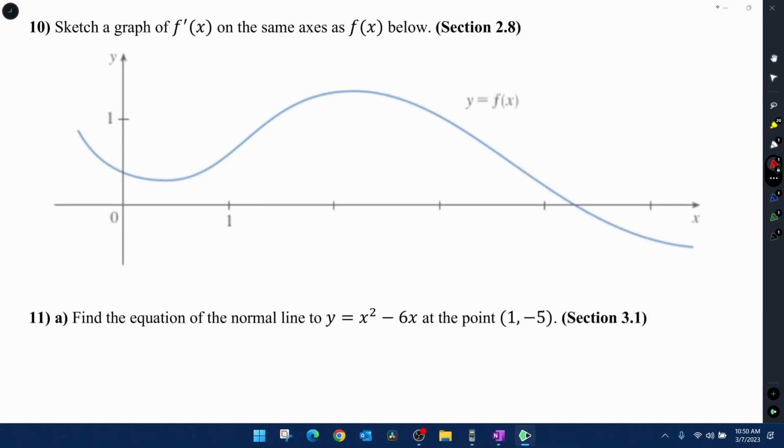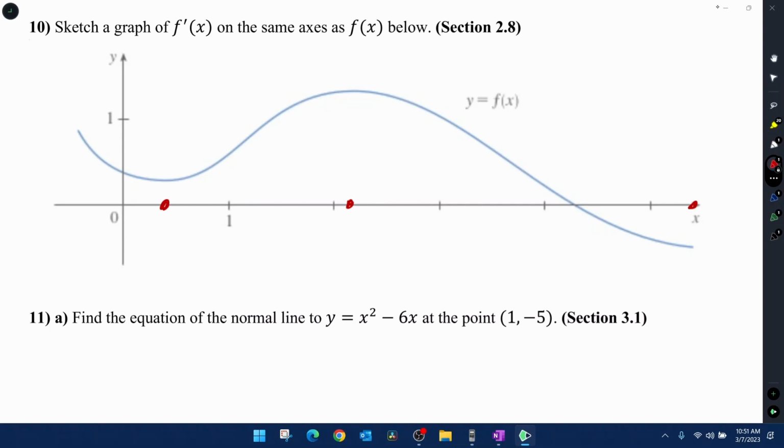Okay, so the first thing I want you to do, identify everywhere that our tangent line would be horizontal. Where would we have a horizontal tangent line? That means at those points, you're going to have x-intercepts, because the slope of the tangent is the y value of the derivative. So everywhere there's a horizontal tangent, you're going to have an x-intercept for your derivative graph.